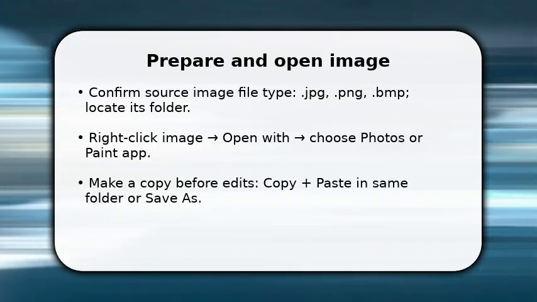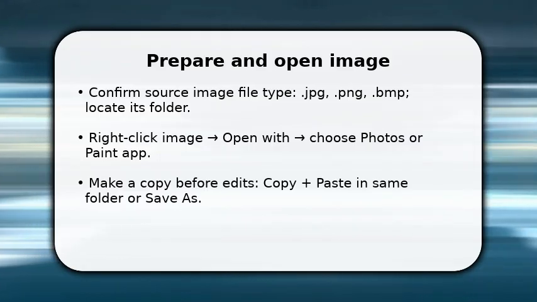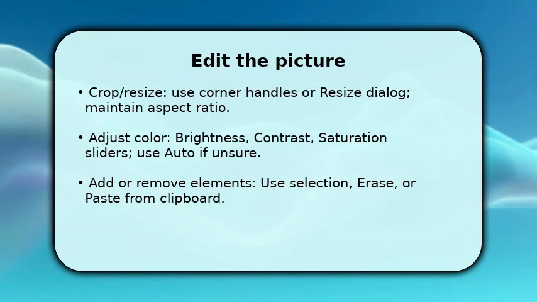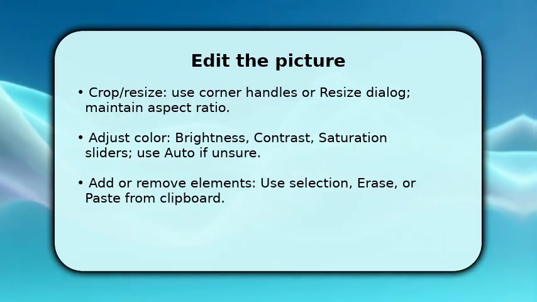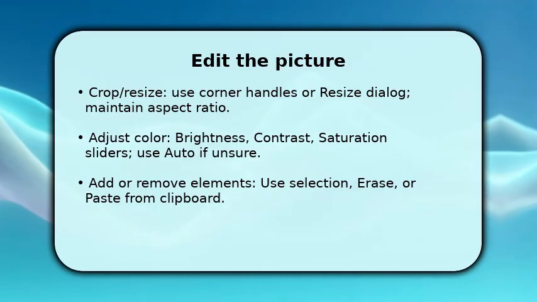This prevents accidental loss and lets you experiment, so do that first, and then proceed to the actual change with confidence. Now you edit deliberately. Crop to remove distractions, or resize to fit the target dimension. Hold Shift or check Maintain Aspect Ratio to avoid distortion.